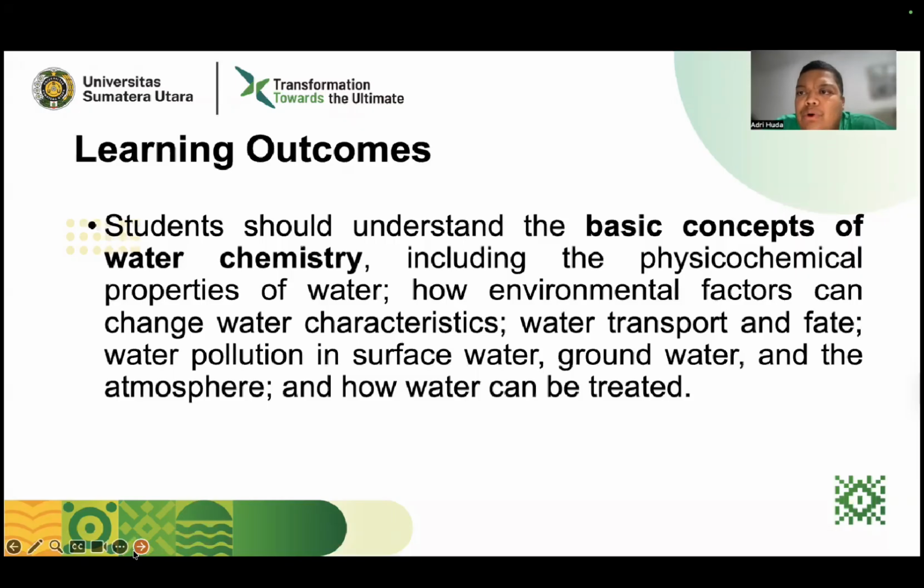And learning outcomes. At the end of this course, we expect that you will understand the basic concept of water chemistry. So what is the water? What reactions involve the water? How does the water get polluted? How can the water get treated? And how does the hydrological cycle work to purify the water? Basically including the physical chemical properties of water, how environmental factors can change the water characteristics, water transport and fate, water pollution in the surface water, groundwater, and the atmosphere, and how those waters can be treated.